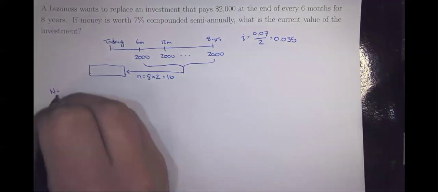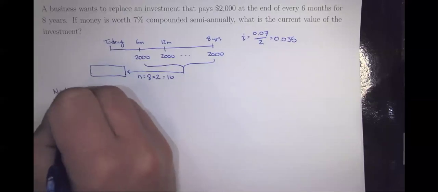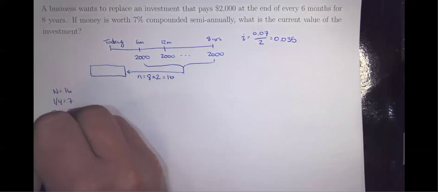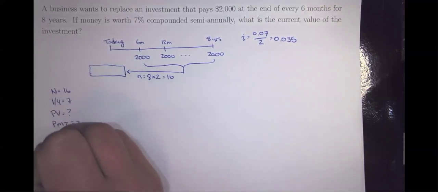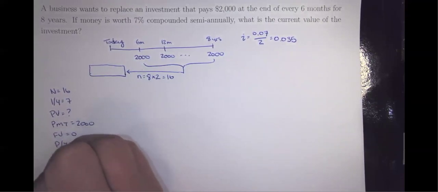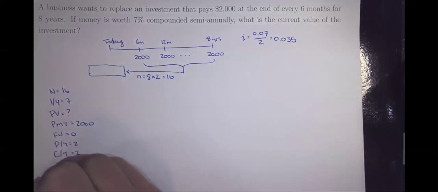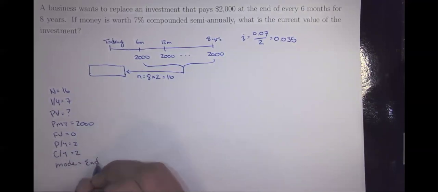We're doing this by calculator. Our N is going to be 16. Interest per year is 7. PV is unknown. Payments are going to be 2,000, or negative 2,000 if you prefer. Future value is 0. Paying 2 times a year. Compounding 2 times a year. And these payments are being made at the end of the payment period.